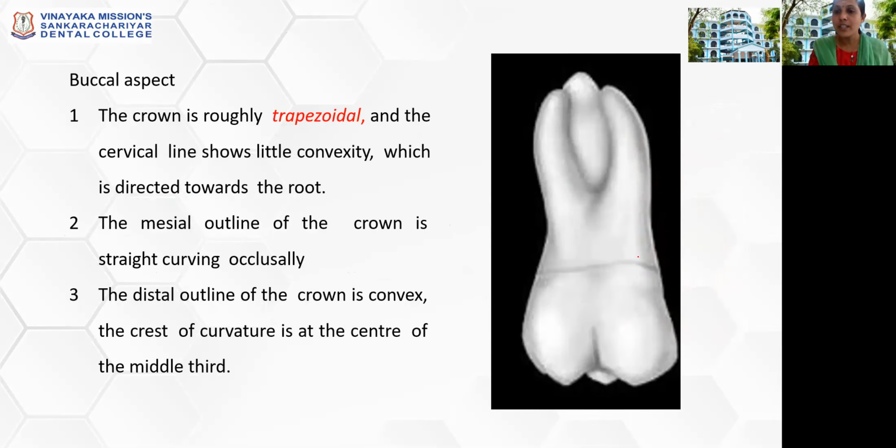This is the buccal aspect of the maxillary first molar. From the buccal view, the crown is roughly trapezoidal in shape. This is the mesial aspect, and this is the distal aspect. On the mesial aspect, the crown is roughly straight in outline and gradually has convexity in the occlusal third, and the distal surface is almost convex and has maximum convexity in the middle third of the crown. We know that there are 3 thirds: occlusal third, middle third, and cervical third. Similarly, the root is also divided into cervical third, middle third, and apical third.